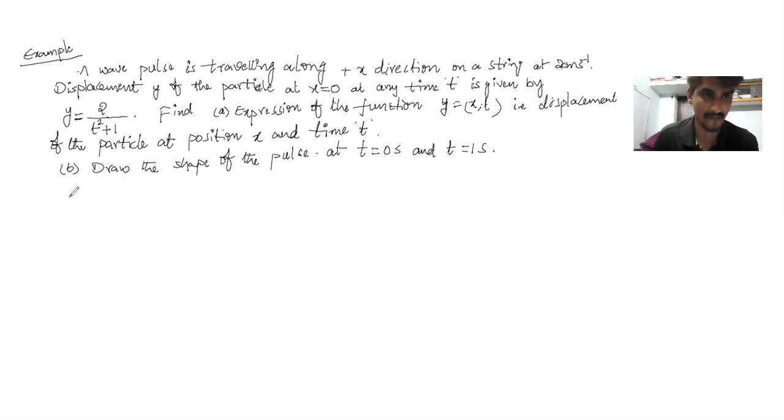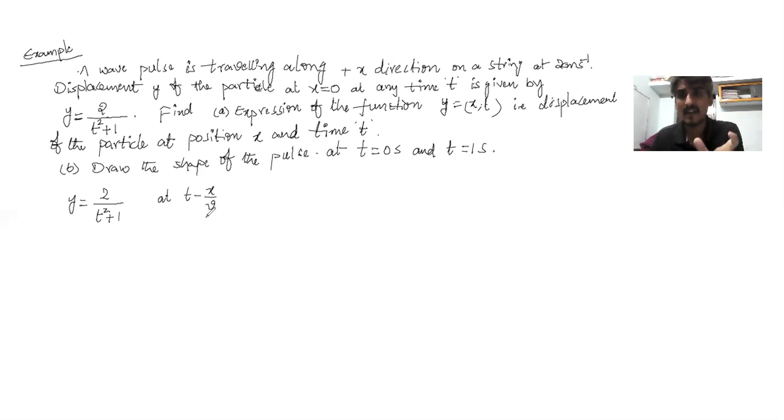If we take y is equal to, let us take the given function 2 by t square plus 1. Now we are going to find this function at t minus x by v, at a time t minus x by v. What is t minus x by v? Here x by v is nothing but what? It is also time only, no? Displacement by speed. Displacement by speed is nothing but time. Am I right or not?